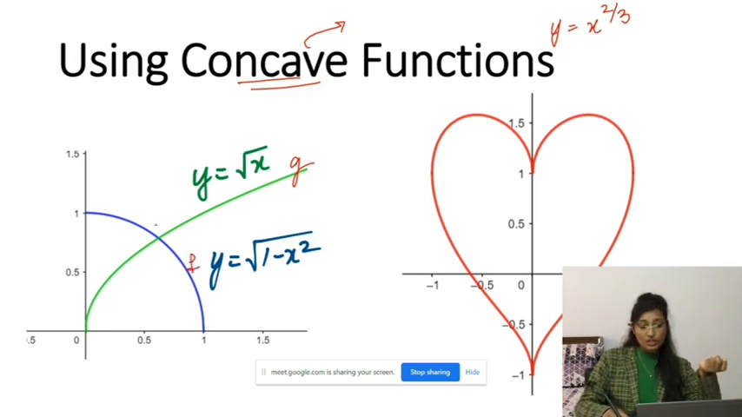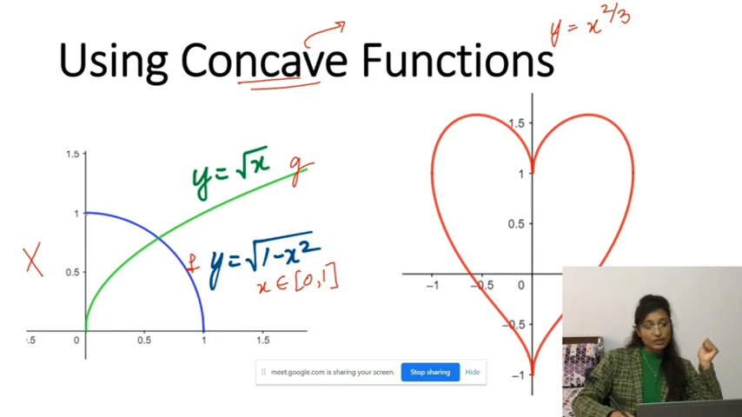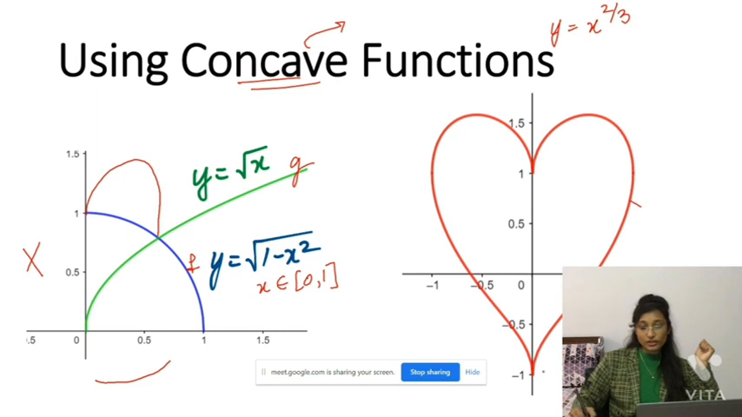f is a quarter circle in the first quadrant. Here also I have restricted x to 0, 1, so the other half is neglected. Now, when we develop our heart, adding up these two curves will give us this, as we have already seen. And when we take the quarter circle in the fourth quadrant, the curve will remain the same. It would form this line, basically from here to here. And then we will reflect it to the y-axis, and hence our heart will be formed.